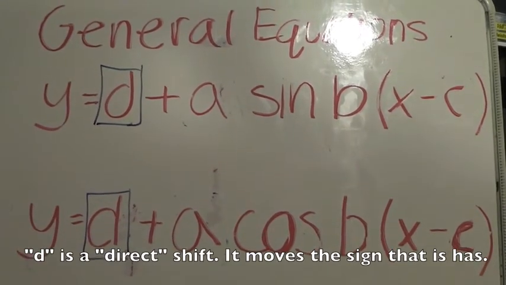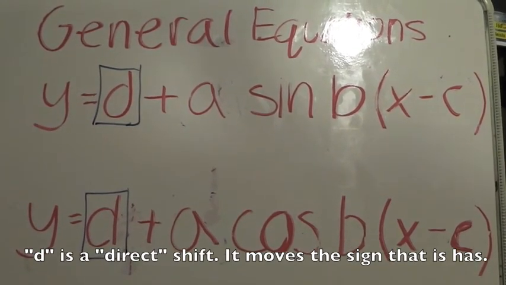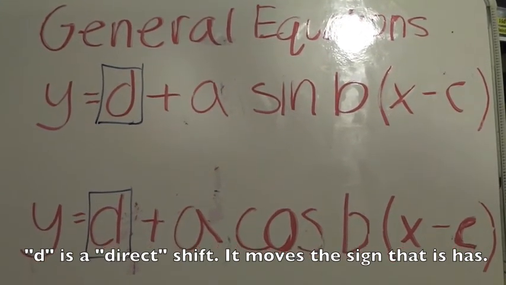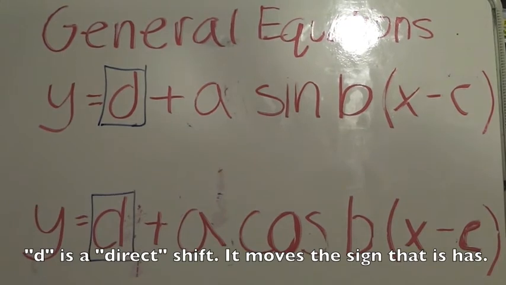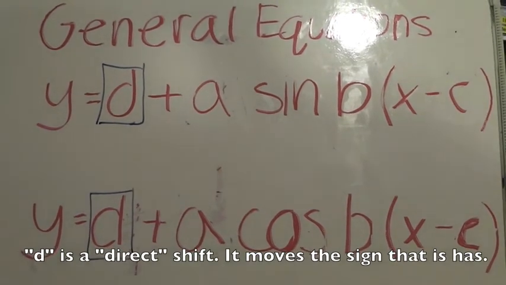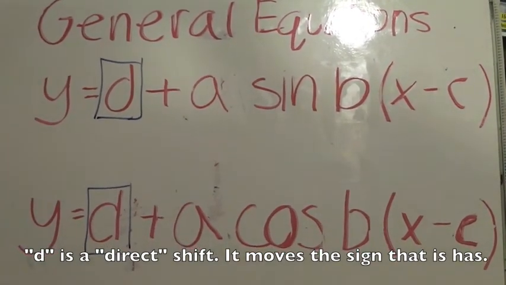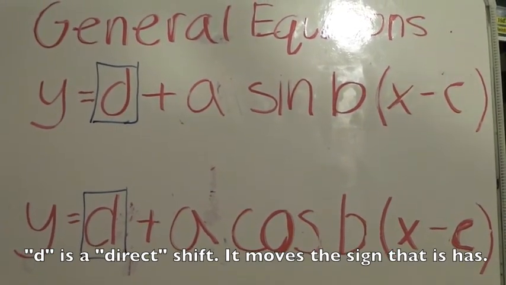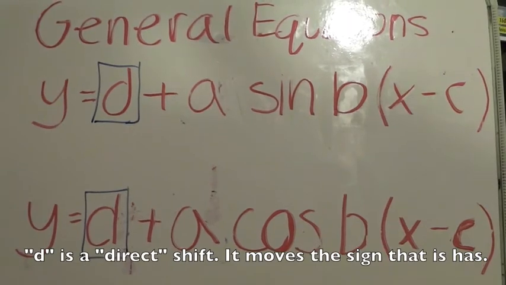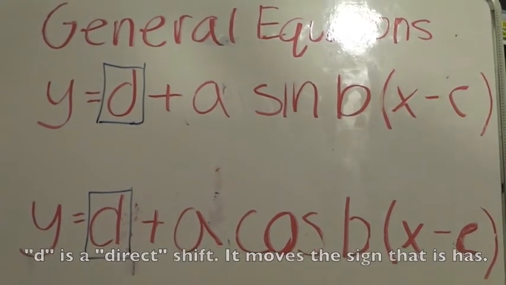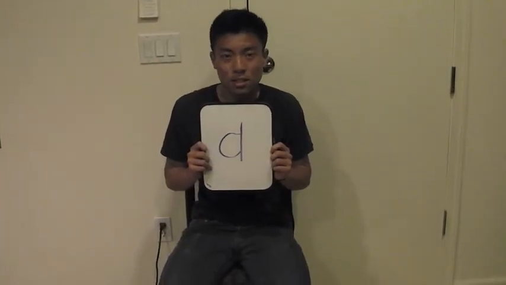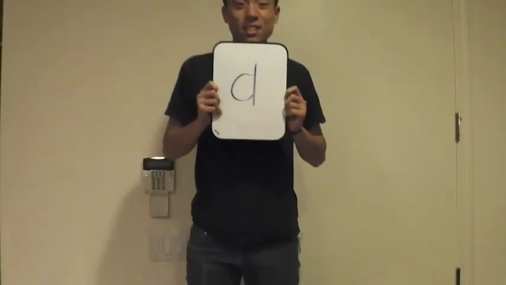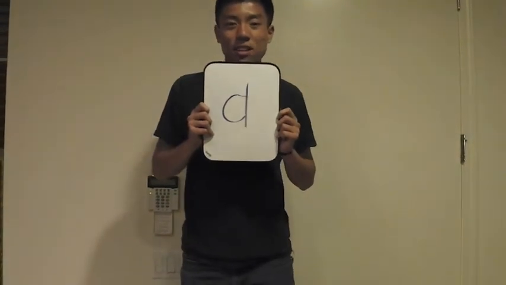The D in the general equation also determines the shift of the basic sine and cosine curves. The D represents how much the graph shifts up and down. If D is negative, the graph shifts down by a certain number of points. If D is positive, the graph shifts up by a certain number of points. When D is positive, you shift up. When D is negative, you shift down.